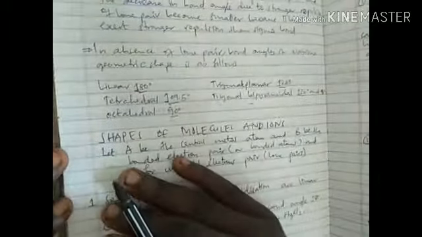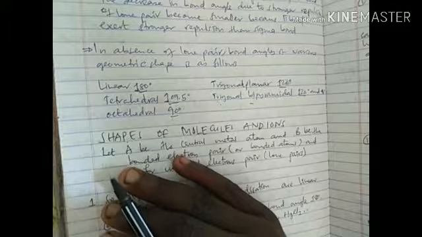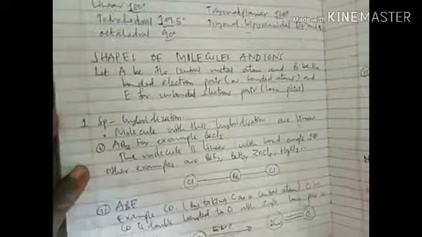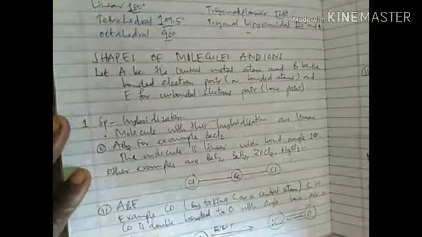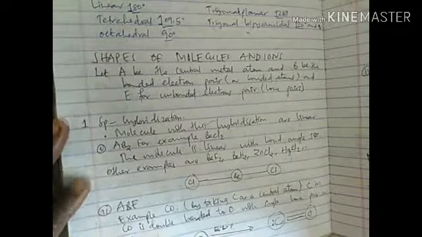So if we have lone pairs, these bond angles can decrease by 2.5 degrees or so. So here let's see some of the shapes of molecules and ions.